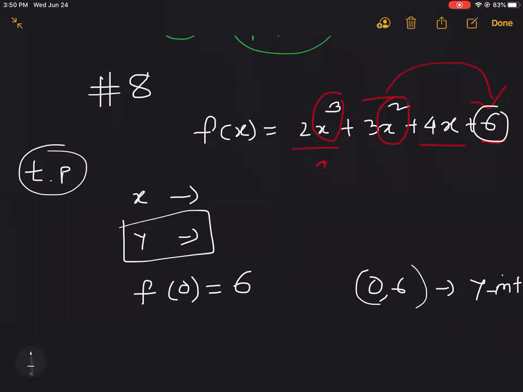What? The answer is given, right? What is the answer?